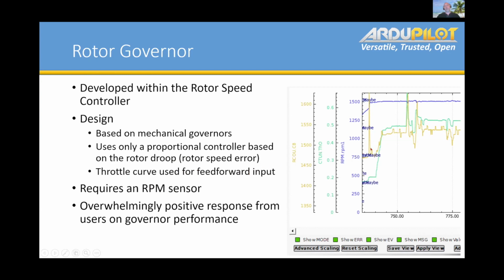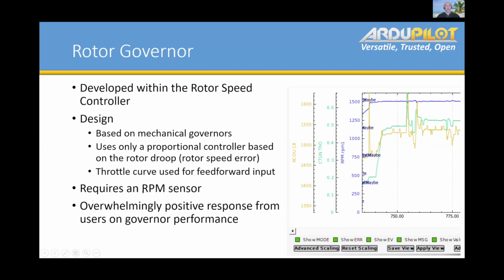You can see over here on the right in this plot, sorry, it's a little bit of an eye chart, that initially he engages the governor, and this spike here is the governor bringing the rotor speed up to 1500 RPM. Then throughout, he does some punch outs here, and you can see that the rotor governor holds rotor speed very well, within probably 20 RPM of the desired rotor speed.